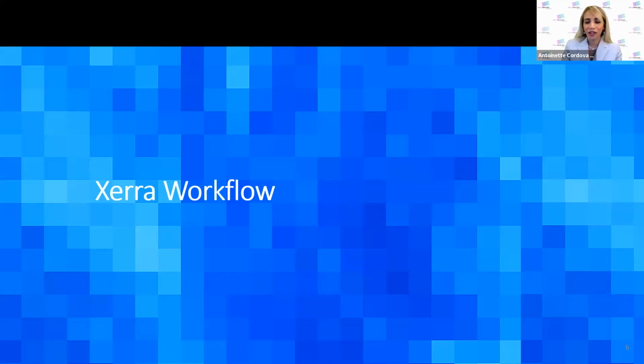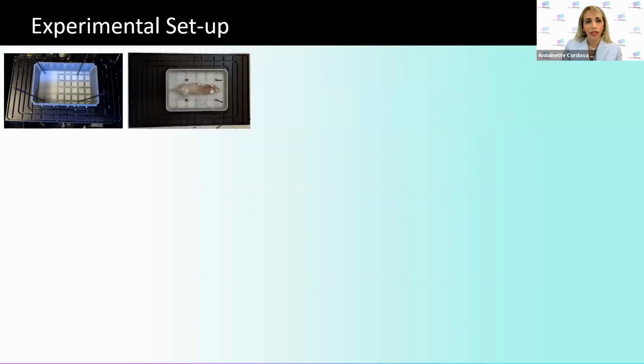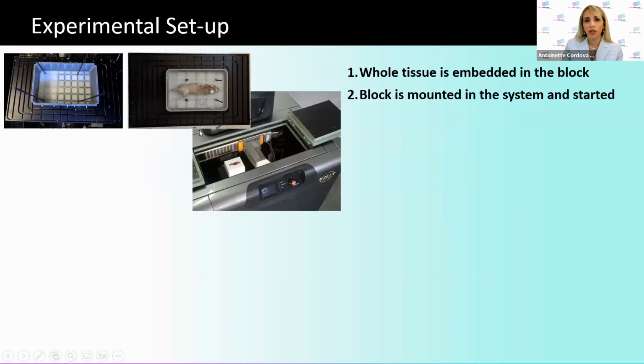Now I will highlight the Xerra workflow. The experimental setup is as follows. You determine your field of view. Currently, we offer 5 different fields of view with different resolutions for each. You then put your animal model in OCT and freeze the block, as can be seen here. Once the tissue is embedded, the block is then mounted into the system.